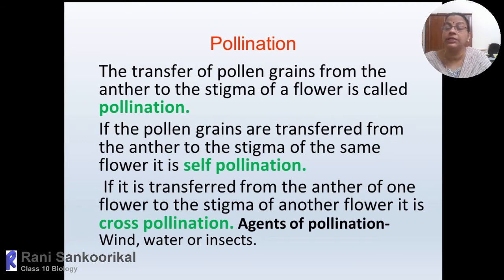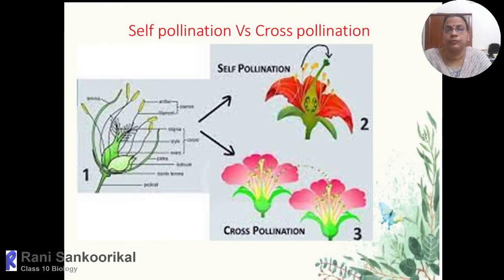In some cases, insects like bees, flies, wasps, moths and butterflies sit on a flower to drink the nectar, and sometimes the pollen gets attached to their body parts. When they sit on another flower, it helps in transferring the pollen from one flower to another. So these are the agents which help in cross-pollination. Here I have represented two figures which show the difference between self-pollination and cross-pollination.